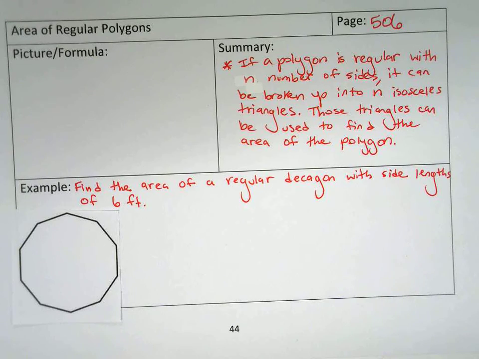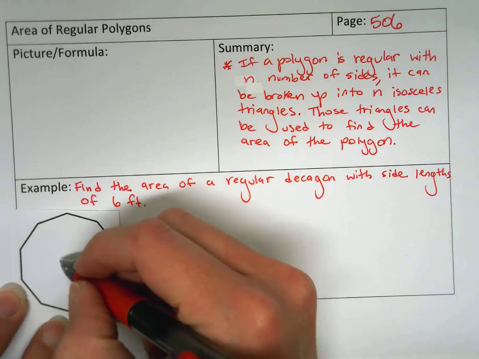If a polygon is regular with n number of sides, it can be broken up into n isosceles triangles. These triangles can be used to find the area of a polygon. So our example is we want to find the area of a decagon with a given side length. So if we have our decagon, break our decagon up into equal isosceles triangles.